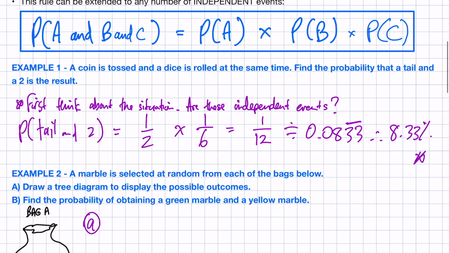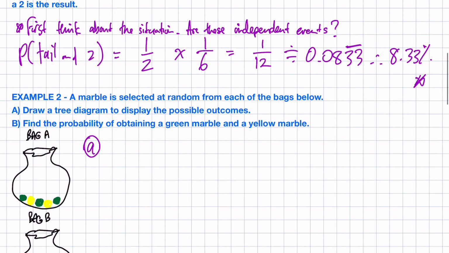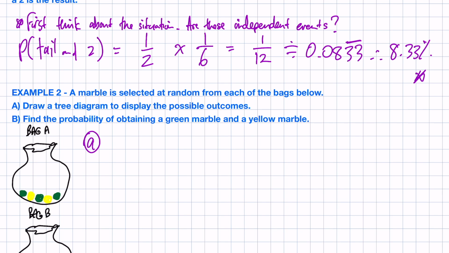Now scroll up so people can start drawing the bags. That's example 2 there.